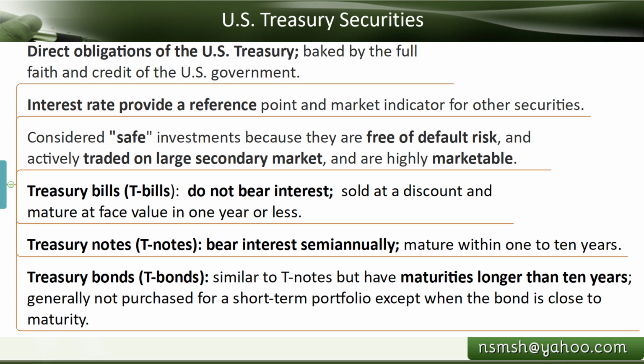Treasury notes bear interest semi-annually and mature within 1 to 10 years. So it has a lot of variable maturity dates available, but they bear interest semi-annually normally. Treasury bonds are similar to treasury notes, but have maturities longer than 10 years also. Very long-term financing can be used. Generally not purchased for a short-term portfolio except when the bond is close to maturity. Even though it is long-term, sometimes their maturity dates are very near in the short term, so that they can be used as a short-term instrument.